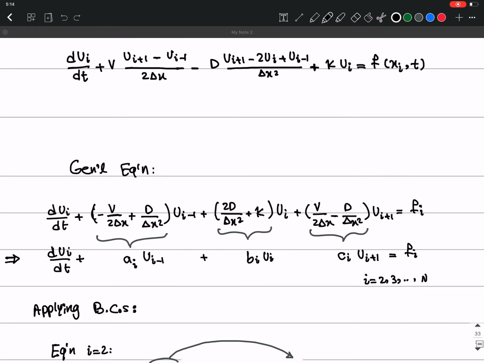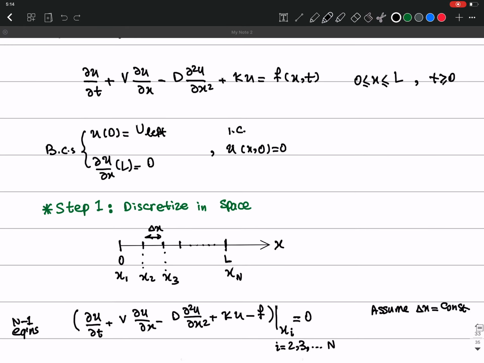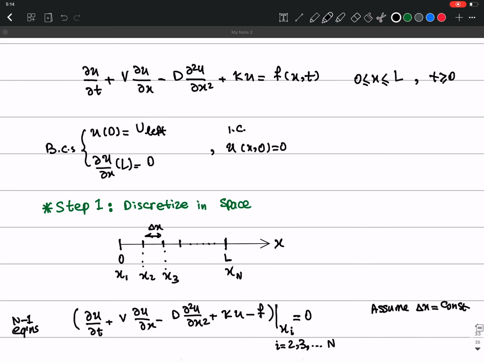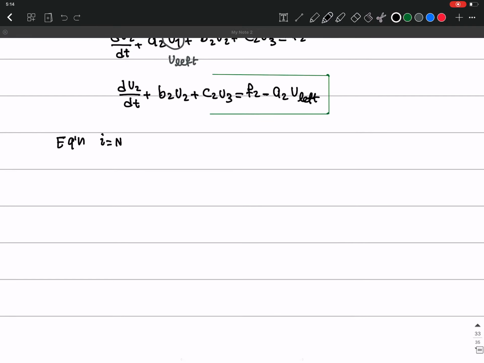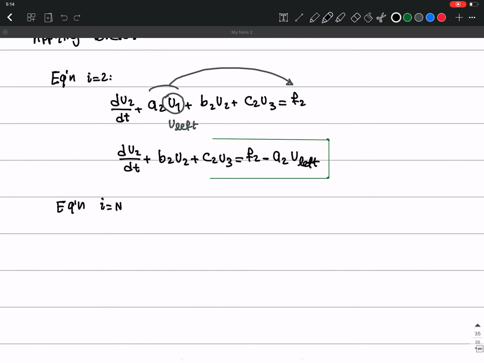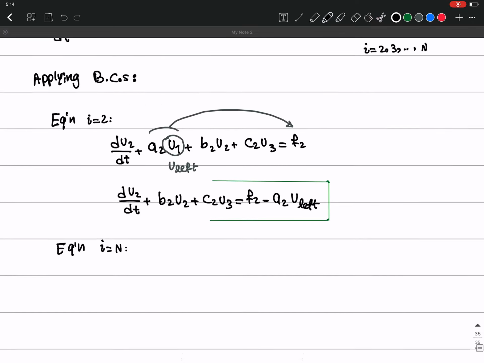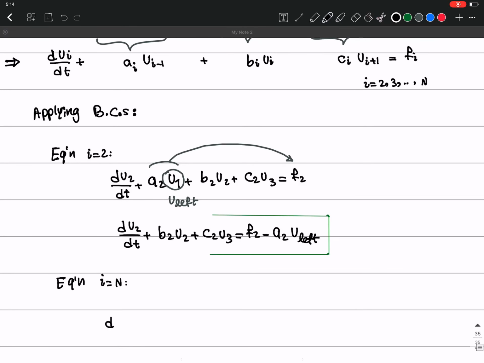So here, for the right boundary condition, we're going to use a trick. We don't have this Dirichlet kind of boundary condition. We have this gradient boundary condition. So I first write the equation. The equation I have here is du_n over dt plus a_n u_{n-1} plus b_n u_n plus c_n u_{n+1} equals f_n.